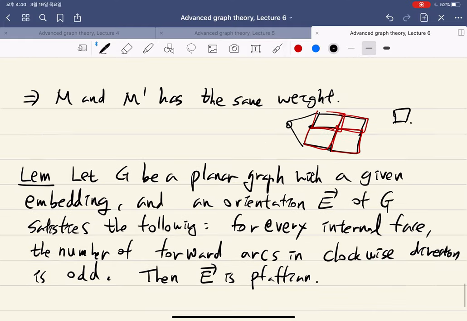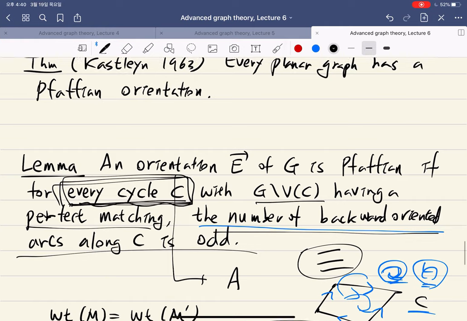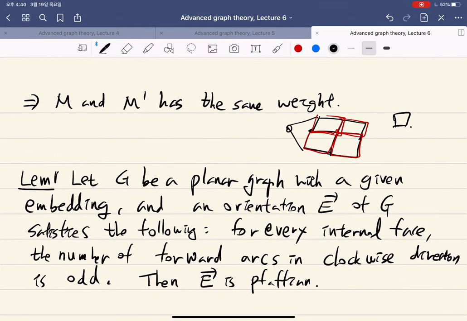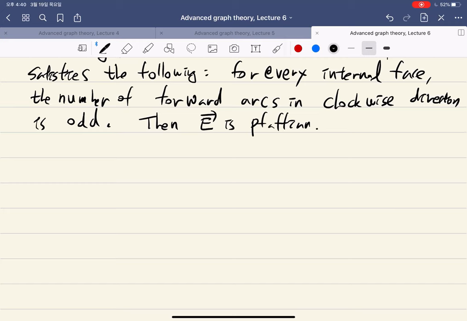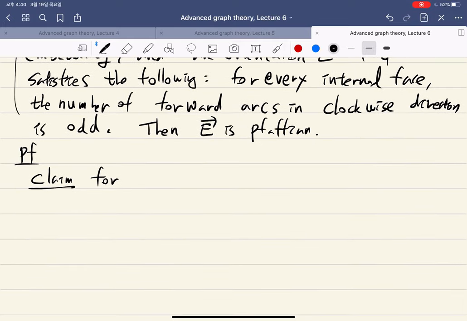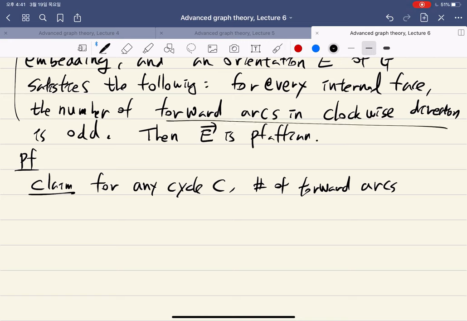So we want to prove this using the previous lemma. Let's say lemma A, lemma B. We want to claim that if this condition holds, then for any cycle C, the number of forward arcs, let's just say forward arcs is forward arcs in clockwise direction. So every phase or cycle you can give clockwise orientation.